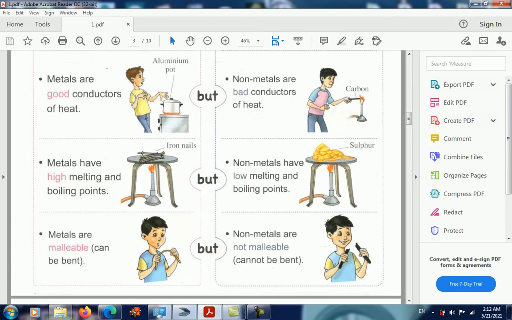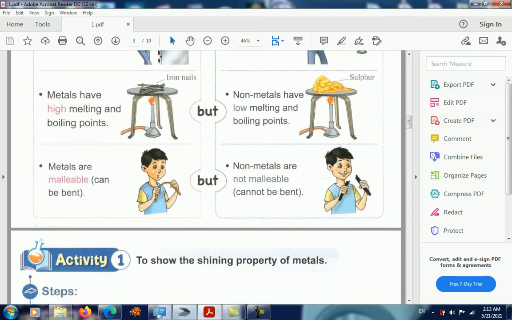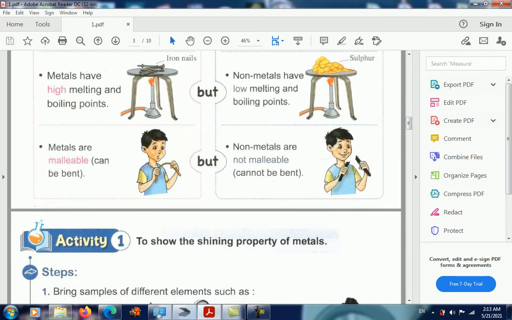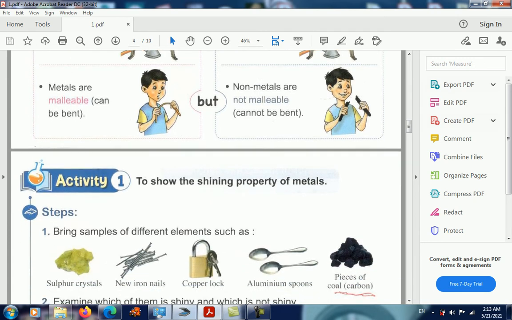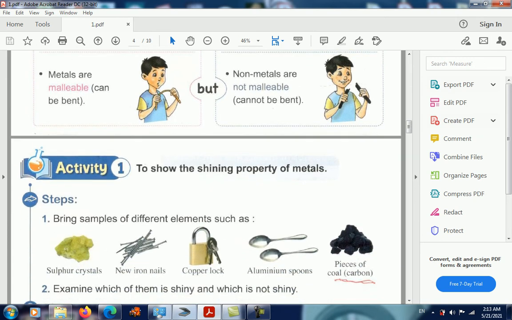Metals are good conductors of heat. If we have an aluminium pot, then of course you cannot touch it while it's on fire. But non-metals are bad conductors of heat, such as carbon. Metals have high melting and boiling points, such as iron nails, but non-metals have low melting and boiling points, such as sulfur. Metals are malleable, can be bent, but non-metals are not malleable, cannot be bent.